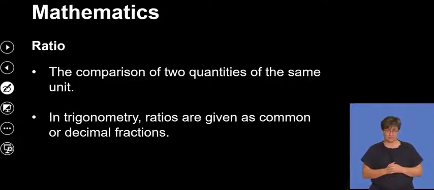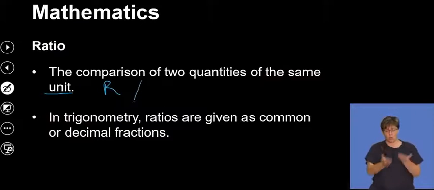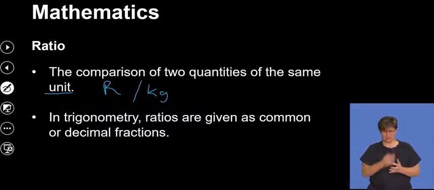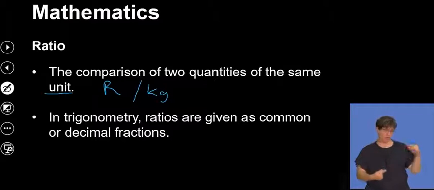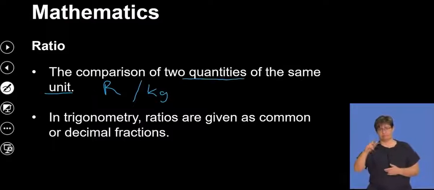Now, a ratio is the comparison of two quantities of the same unit, right? So I cannot compare rands to kilograms. That will not make sense, right? So if I want a ratio of rands to something, it will have to be rands to rands, kgs to kgs, grams to grams. So it must be two quantities that have the same unit.